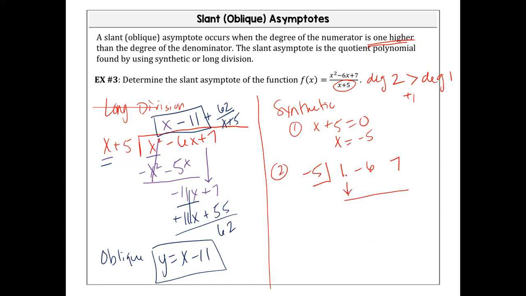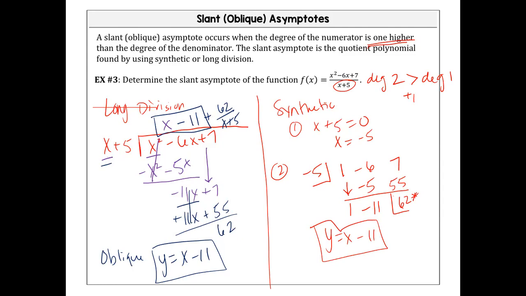You get it going by bringing down your first coefficient, and you multiply diagonally, add vertically. 1 times negative 5 is? Negative 6 plus negative 5 is? Negative 5 times negative 11 is? A negative times a negative is a positive, and 7 plus 55 is 62. And again, this is my remainder. These are the coefficients and constant of my solution. So our solution is y equals 1x minus 11. You have two means of finding the exact same thing.